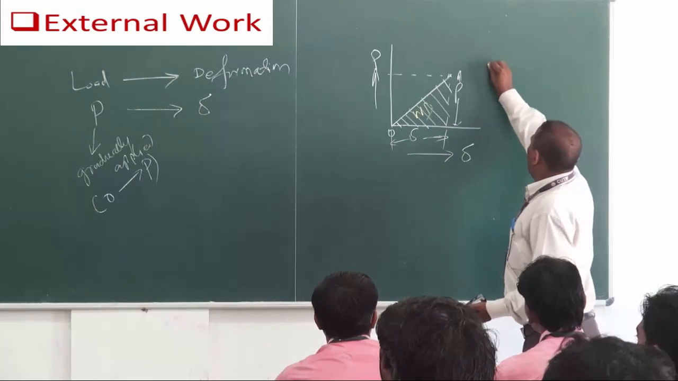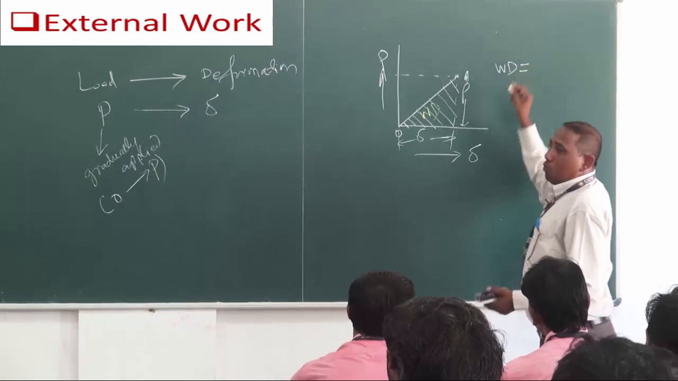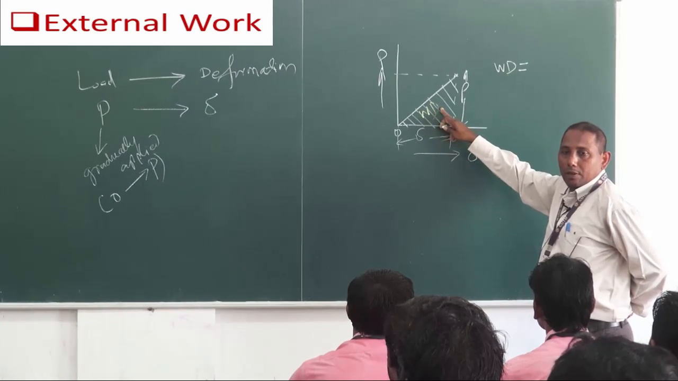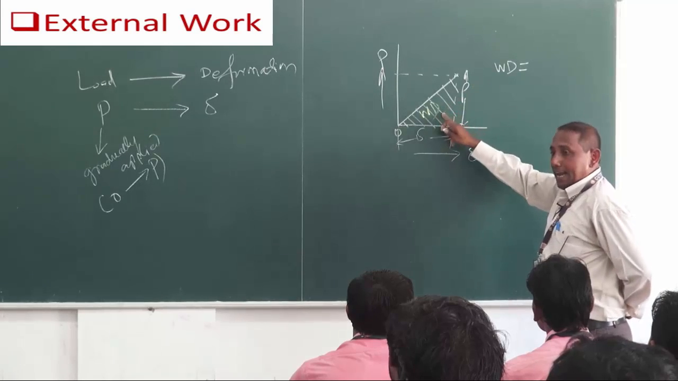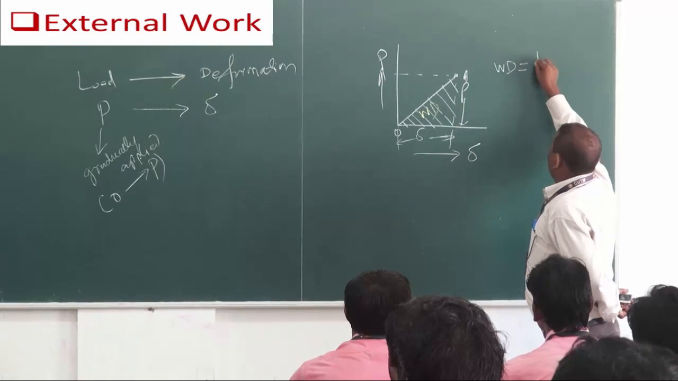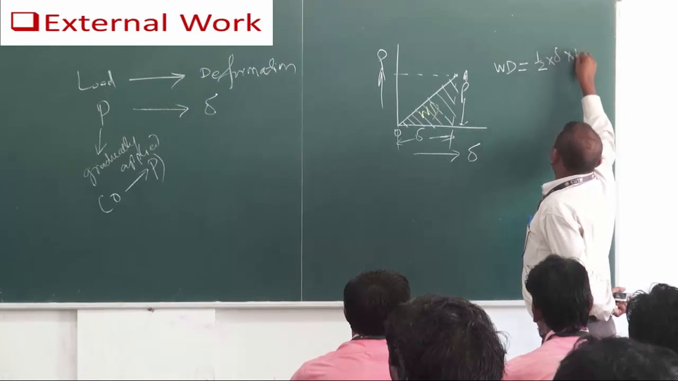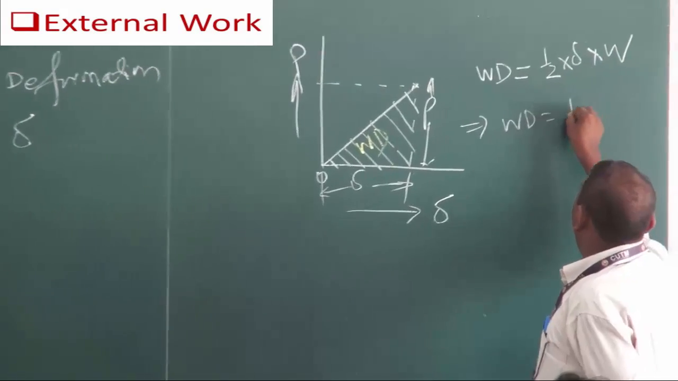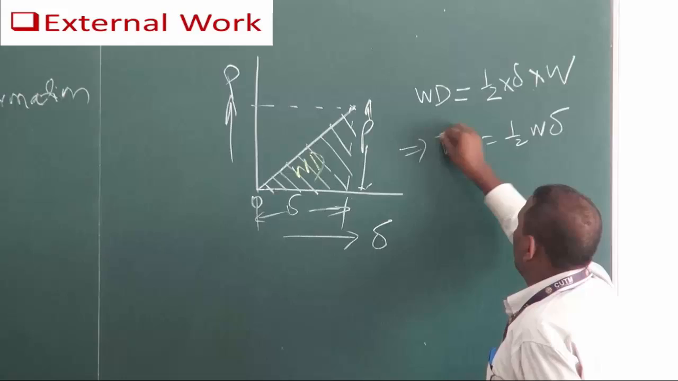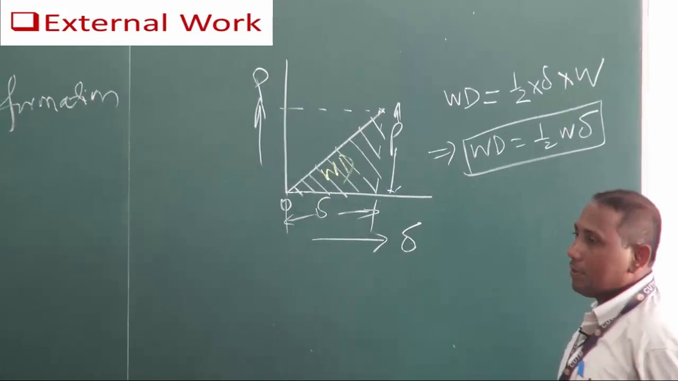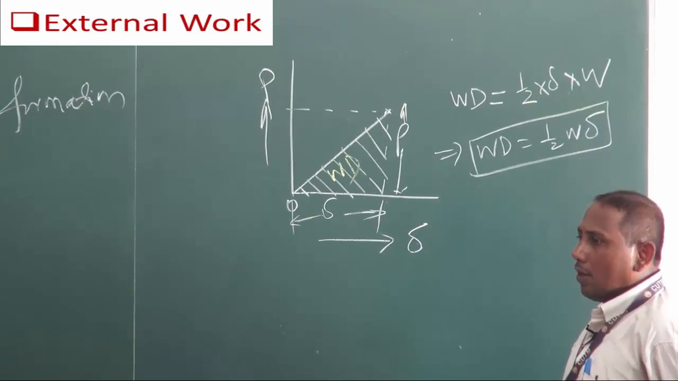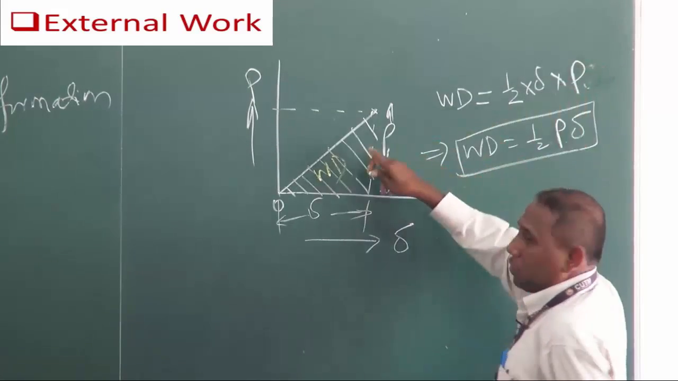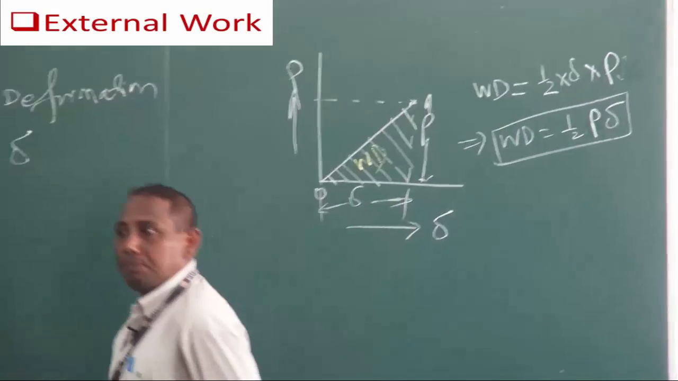So what is work done? Work done is equal to, we know, area of this load diagram, the area of the triangle. What is the area of the triangle? It is half into delta into W. That means work done is equal to half W into delta. Right? Or half P into delta here, because you have taken load as P.